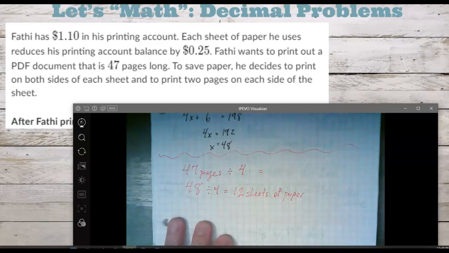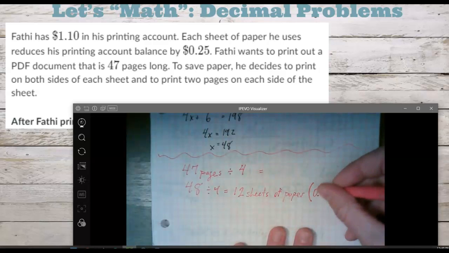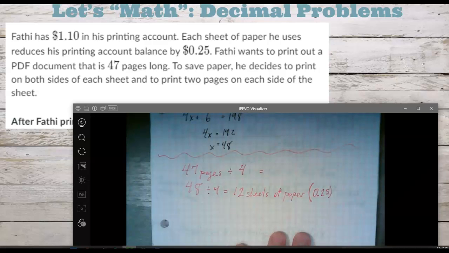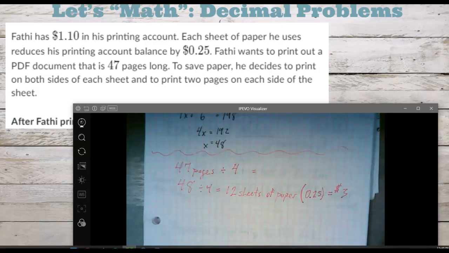Anyone else have a guess of what we might do? If you are multitasking, please come back. If you haven't read the problem, please read the problem. How much does each sheet that we print cost? $0.25, so 25 cents, right? So we're going to multiply this by 0.25, which is 25 cents, and that will give us $3 that this is going to cost.